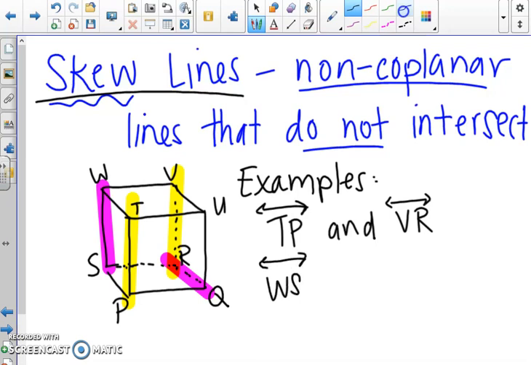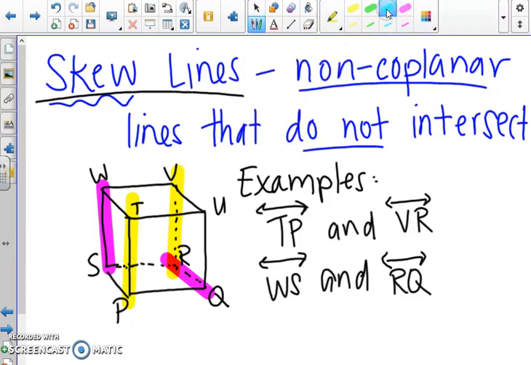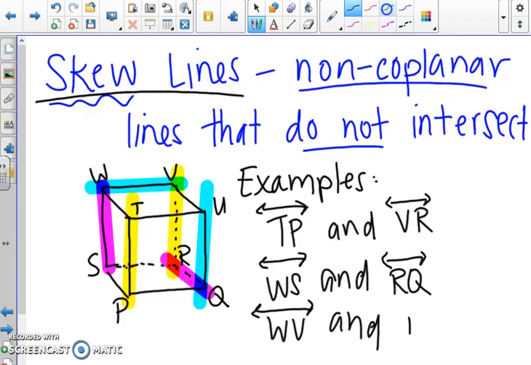So we have line WS and line RQ. Can you come up with any more? Yeah, absolutely. Let's highlight one more. Maybe we have WV and UQ. And there's even more on this, but just for our examples, we're going to stop there.